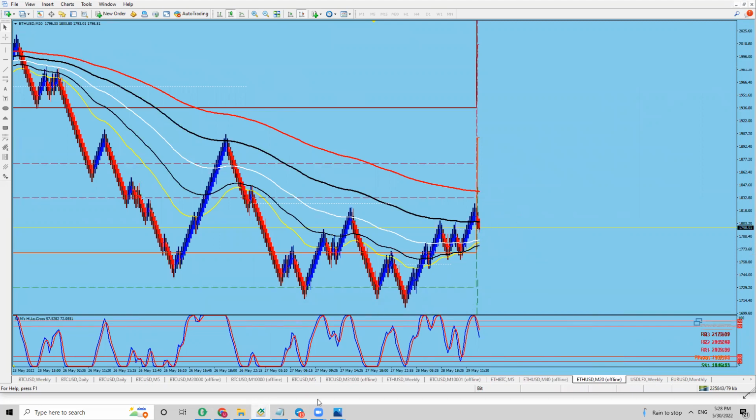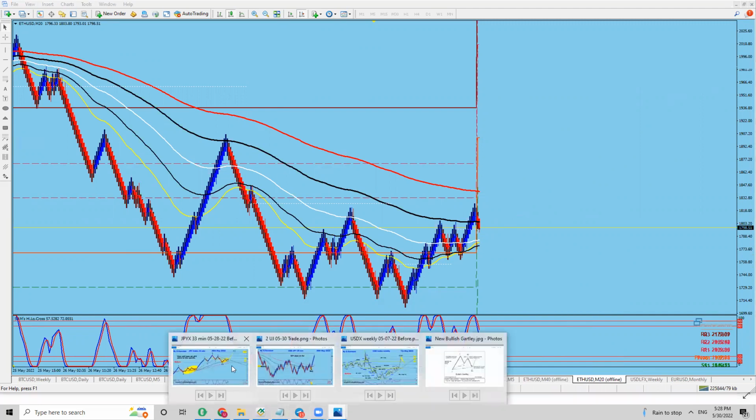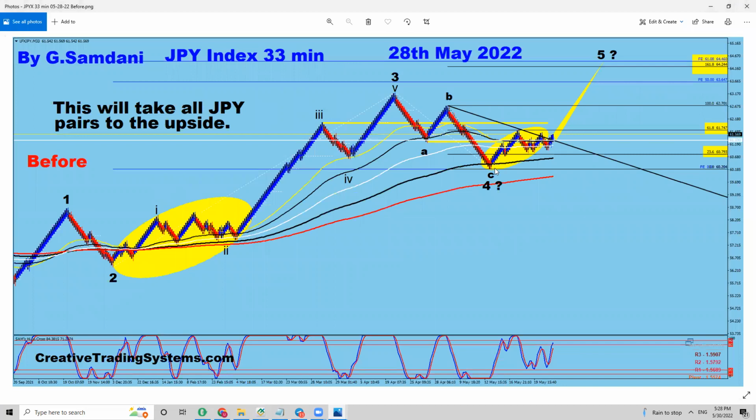So anyway, the yen index, you saw the yen index, and so far what happened to this chart, and all yen pairs, like I said, they went up. I had a long on Pound Yen and USD Yen.